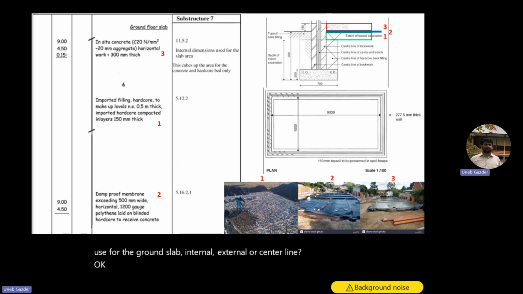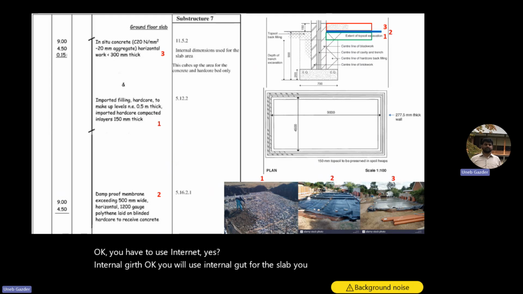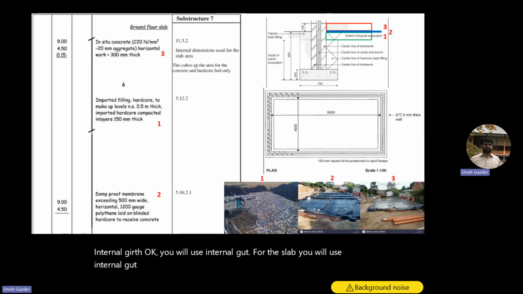Okay, if you have to give one answer, then external. No, you have to use internal. Internal girth. You will use internal girth for the slab, ground slab, as well as first floor slab, second floor slab, whatever slab. And you will see it in the next lecture, in the next coming slides.